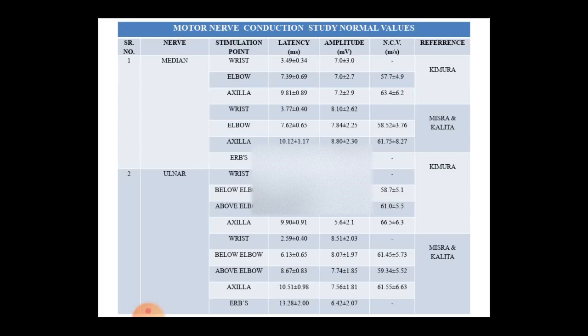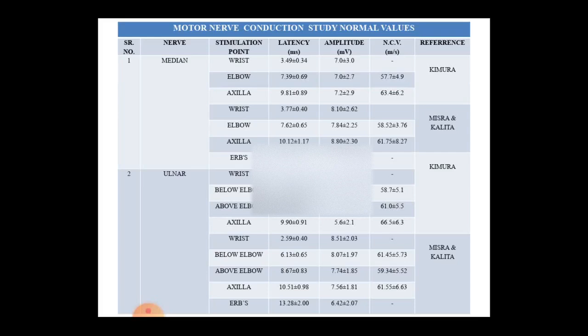Now conduction velocity. NCV is calculated from latency only, obviously, as per the formula. So if the latency is more, demyelinating changes are there. In the formula of NCV, latency is the denominator. So here there will be an inverse relationship. So more latency is suggestive of demyelination, and less NCV is suggestive of demyelination as per the formula.